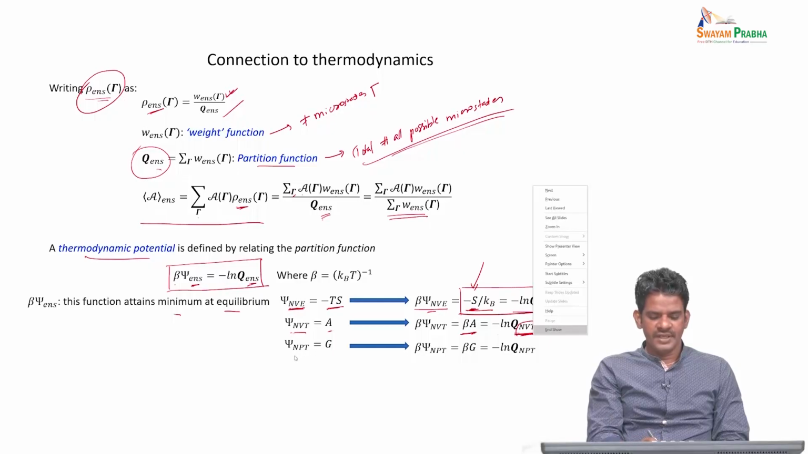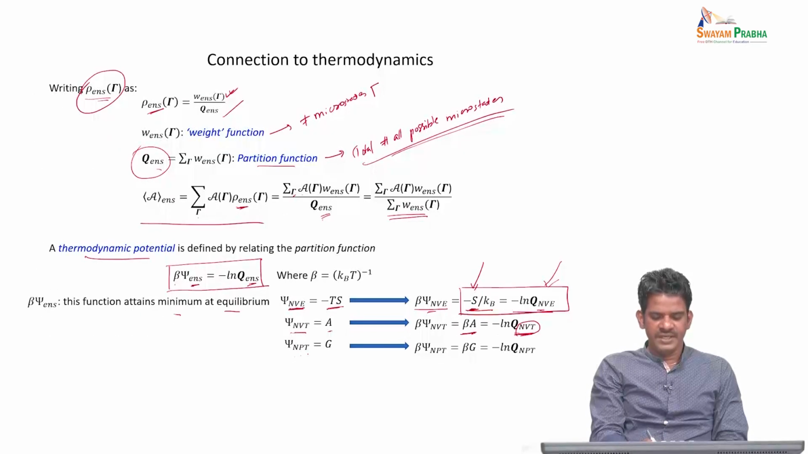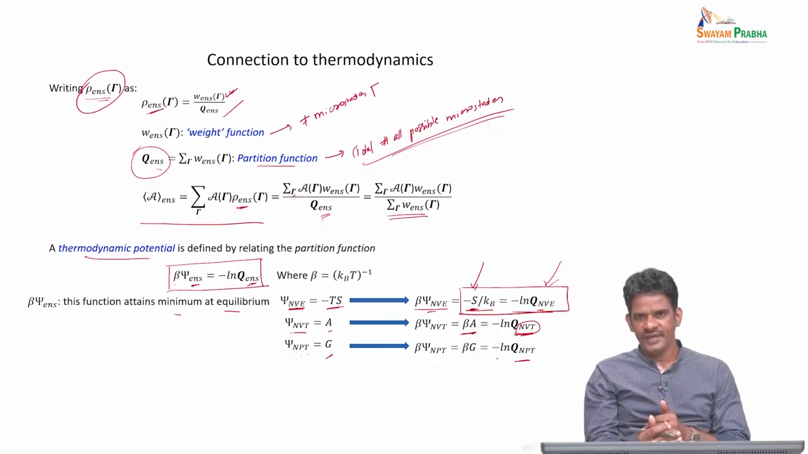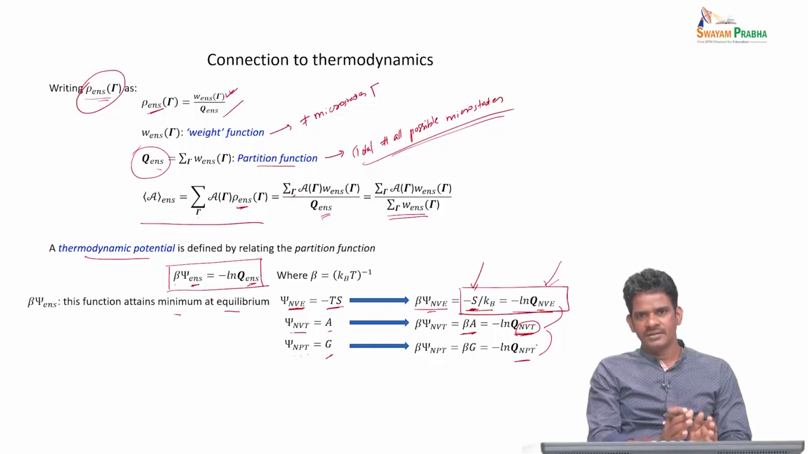Similarly, if you fix N, P and T, so if you specify the number of particles, pressure and temperature, the corresponding potential is the Gibbs free energy, and the Gibbs free energy is related to the partition function under NPT conditions. So you can see that depending upon the ensemble that we fix, there is a corresponding thermodynamic potential, and that thermodynamic potential could be entropy or Helmholtz free energy or Gibbs free energy. All of them are related to the corresponding partition functions. So this is the link between classical thermodynamics and statistical mechanics.